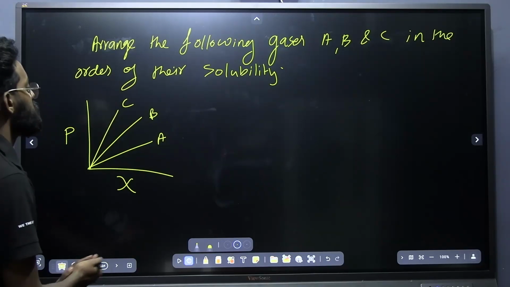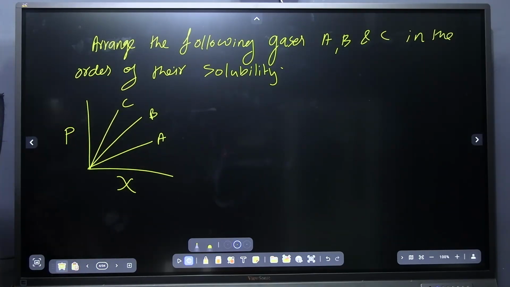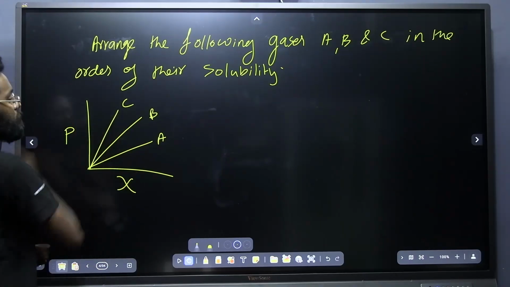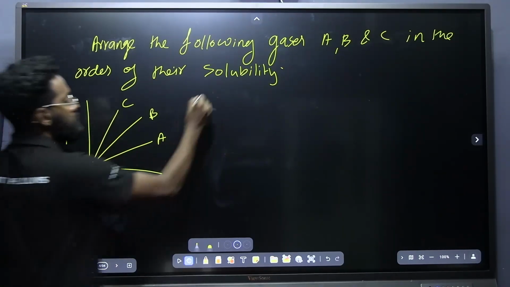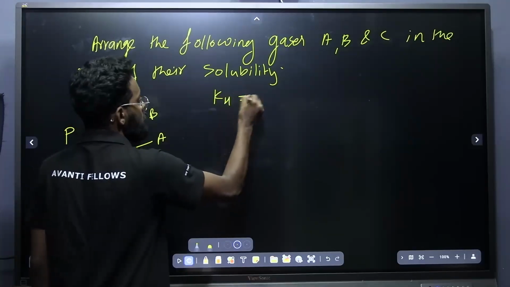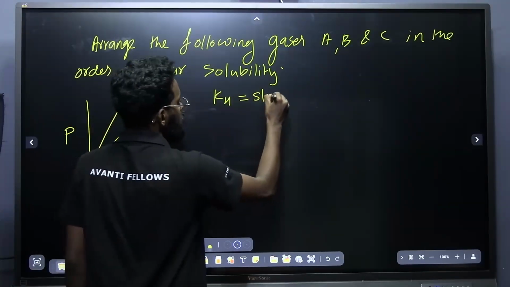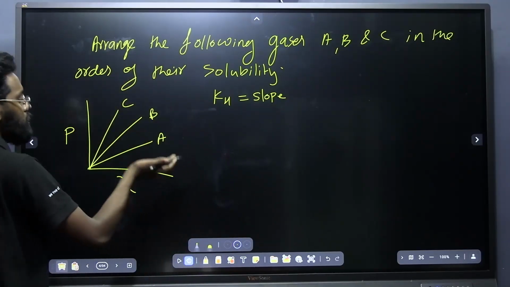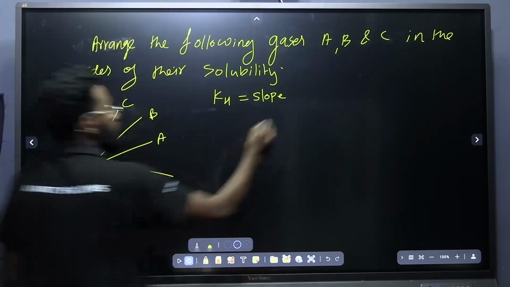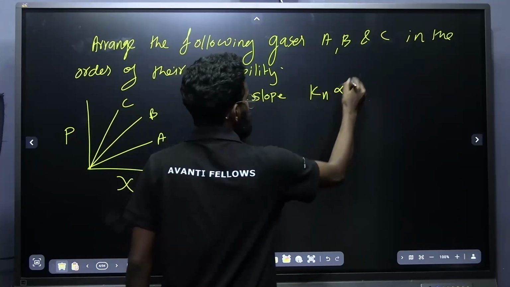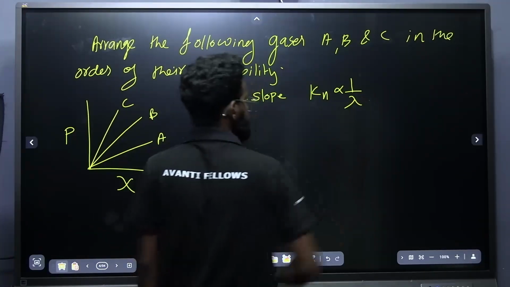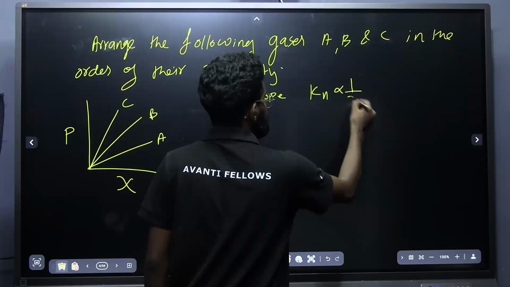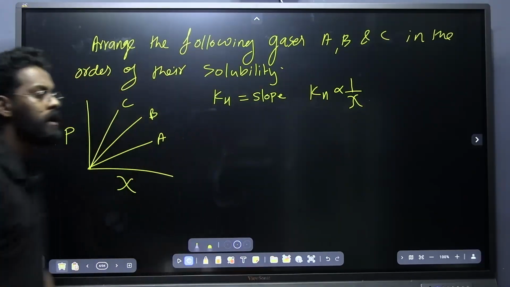Now the question is, among these which has higher solubility? How will you solve this one? Just now we have discussed: the slope will tell you which is more soluble. Slope is nothing but the KH value. Higher the slope, lower will be the solubility, as KH is inversely proportional to solubility.